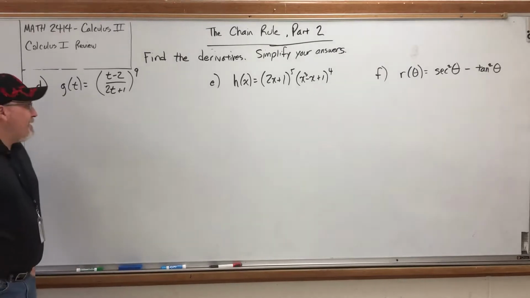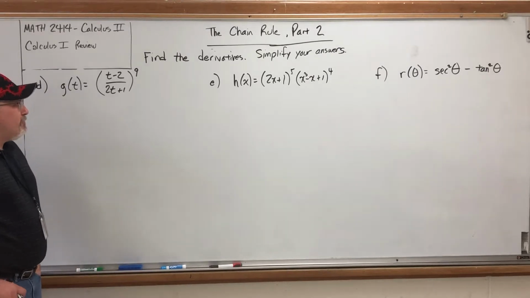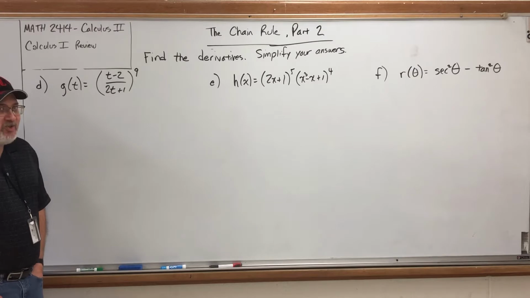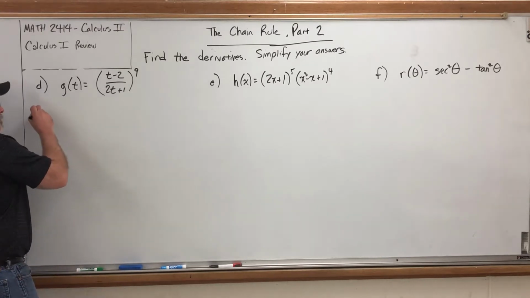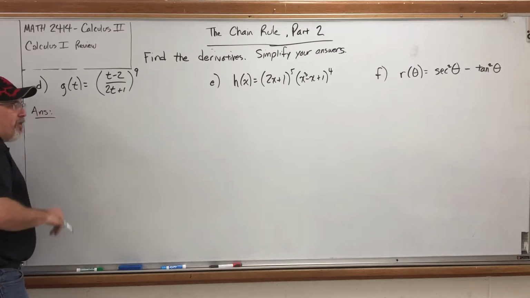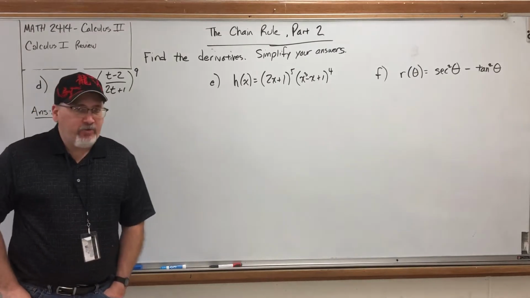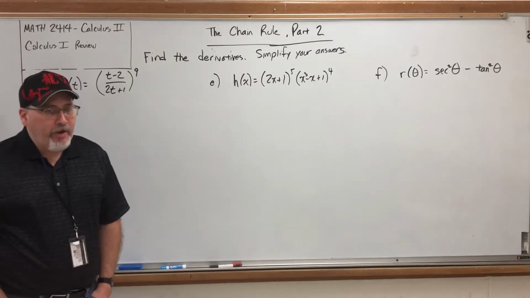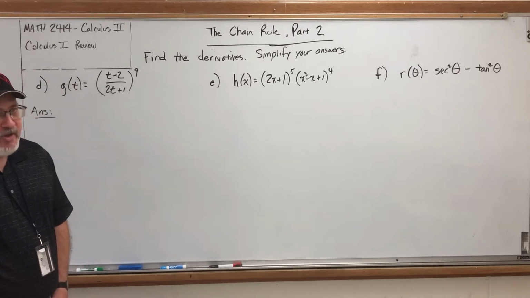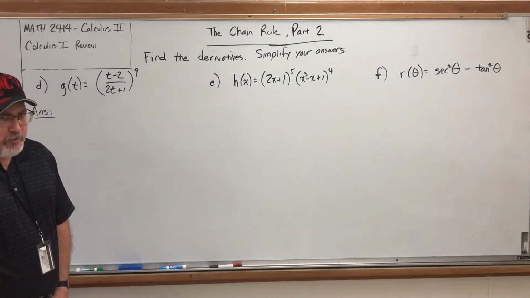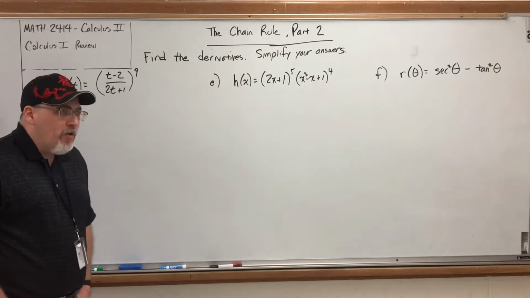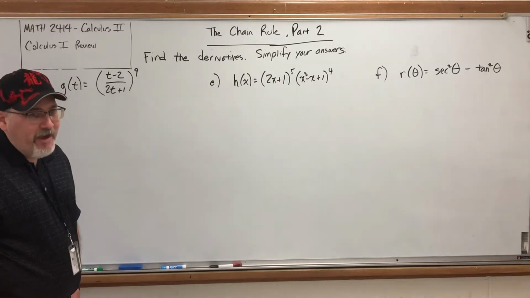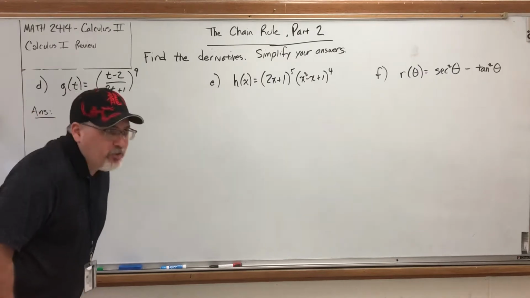G of t equals (t minus 2) over (2t plus 1), all raised to the 9th power. This is a pretty straightforward chain rule. It's just that when we get to the derivative of the inside, we'll have to execute the quotient rule. The hardest part about this one is not the calculus, it's the algebra. But for those of you who have gone through Calculus 1, you should already know that the hardest part about calculus is algebra and trigonometry.